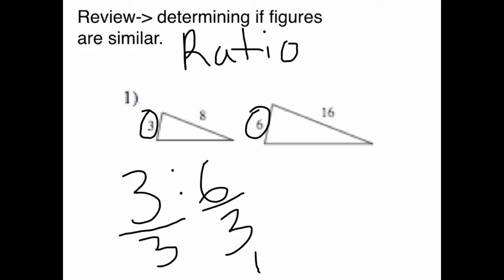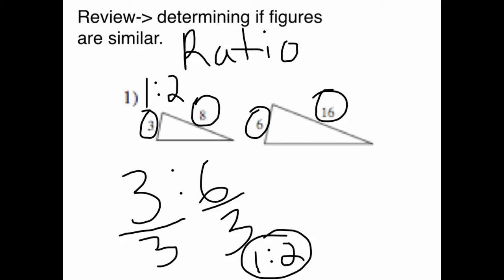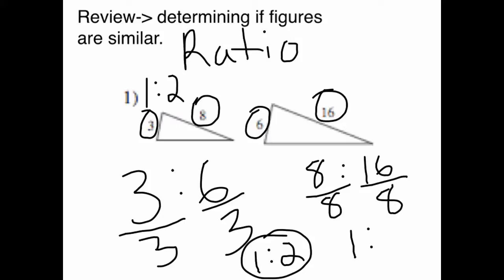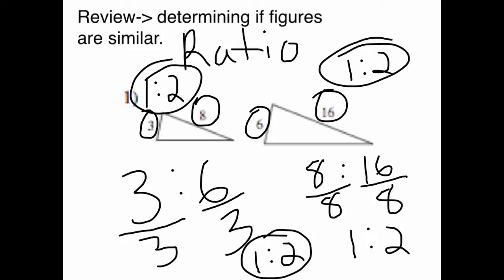3 divided by 3 is 1. 6 divided by 3 is 2. So this first one has a proportion of 1 to 2. Now, I'm going to set up my next one, 8 and 16. Again, I'm going to divide by 8 on both sides. I'm going to get 1 and 2 again. Now, since these proportions are the same, these figures are in fact similar. Now, let's try this on a coordinate grid.